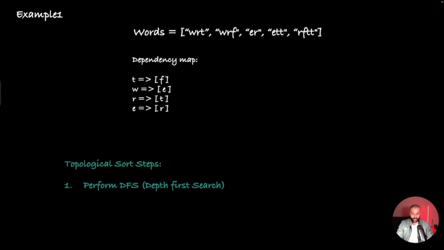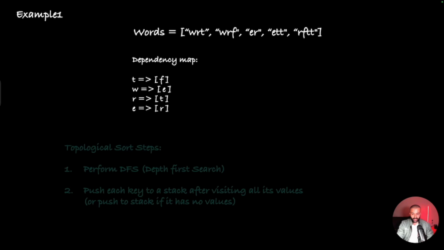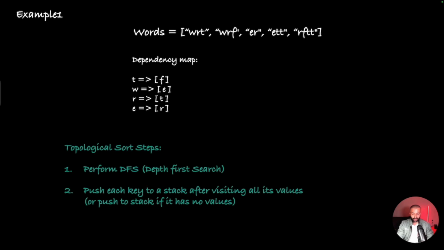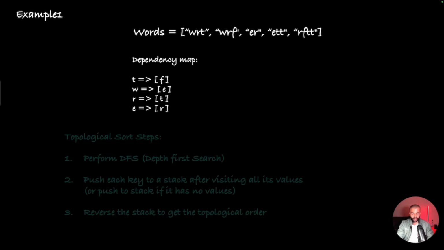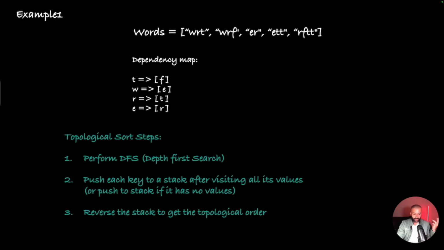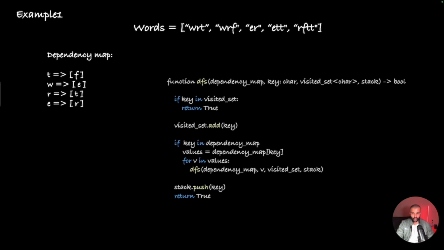So number one, it's just DFS. And then the only thing about this is you're going to push every key to a stack after you visit all of its neighboring values. And then finally, we have to reverse the stack to get our topological order. This is the pseudocode that we have here to the right.